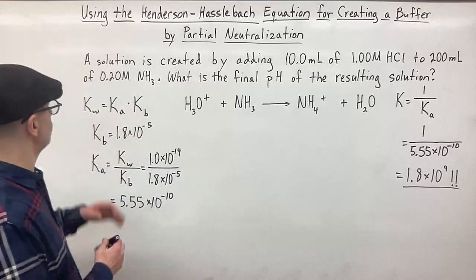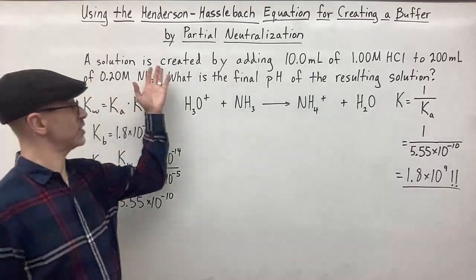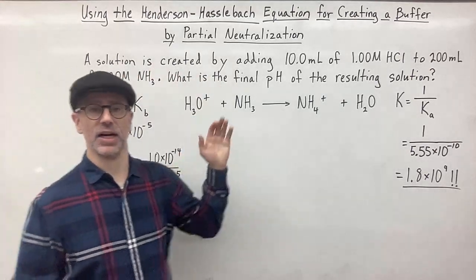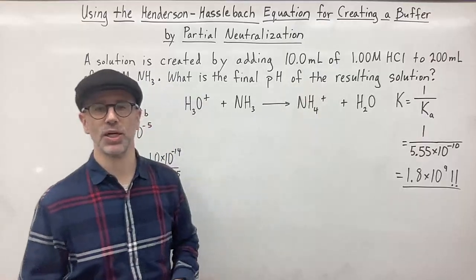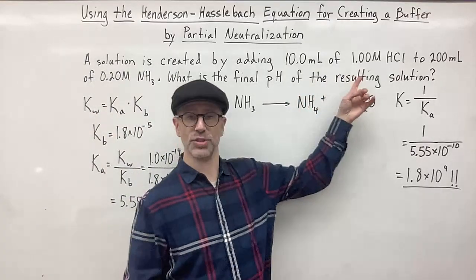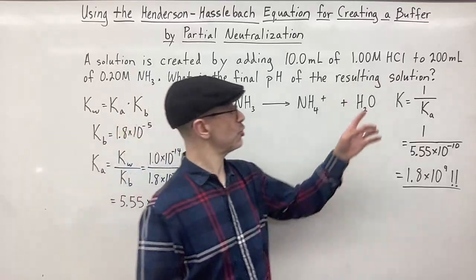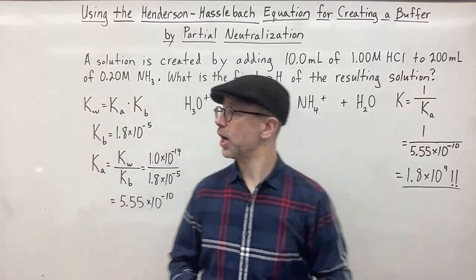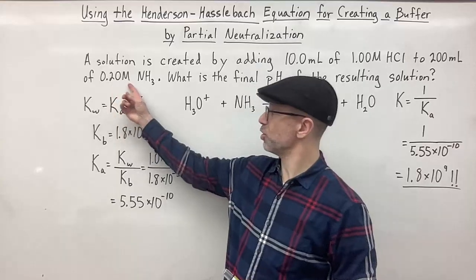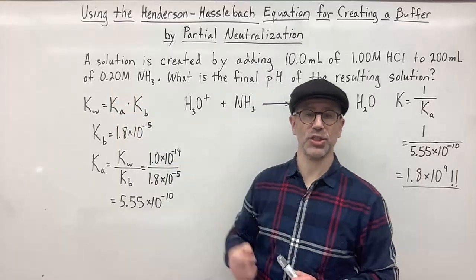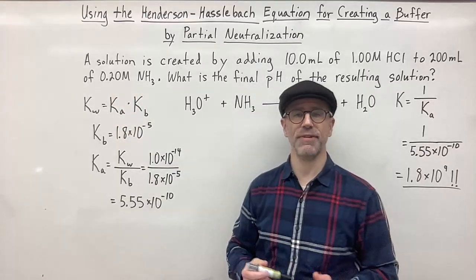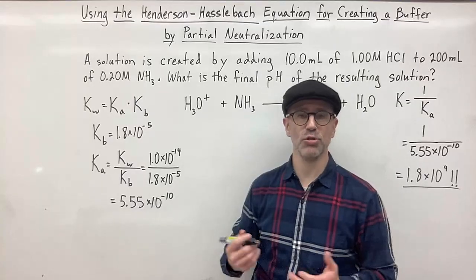So I have a solution. It says it is created by adding 10.0 milliliters of 1.00 molar HCl, which is a strong acid, to 200 milliliters of 0.20 molar ammonia, NH3, and then it asks, what is the final pH of the resulting solution?